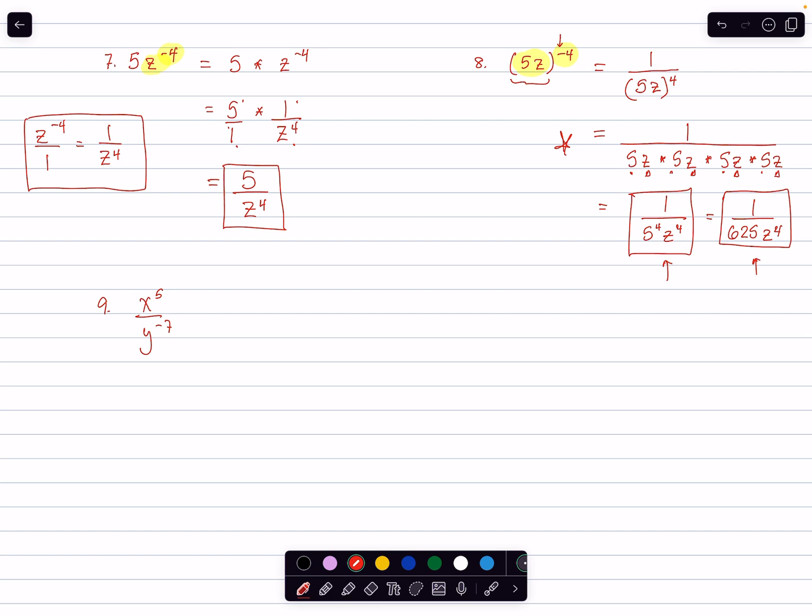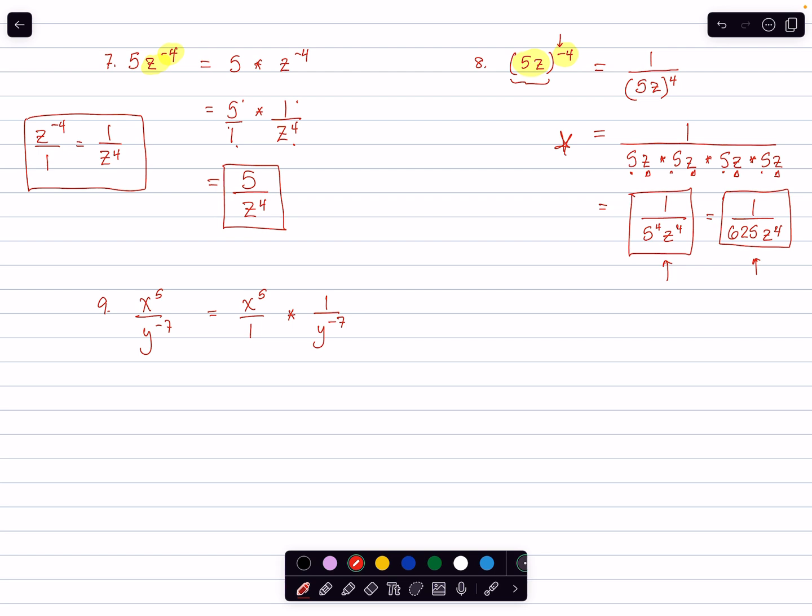Number 9, I've got 2 variables, and one of them doesn't have a negative exponent. So I'm going to do the same thing I did with number 7. I'm going to write this as 2 separate parts. I'm going to make this x to the 5 over 1 times 1 over y to the negative 7th.